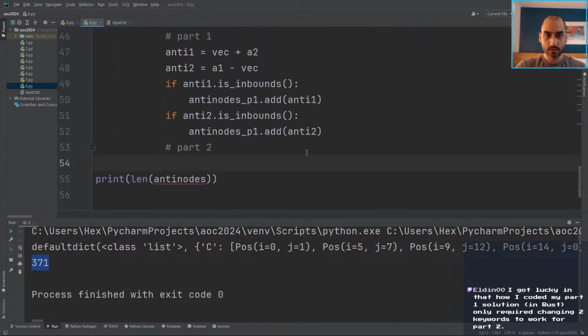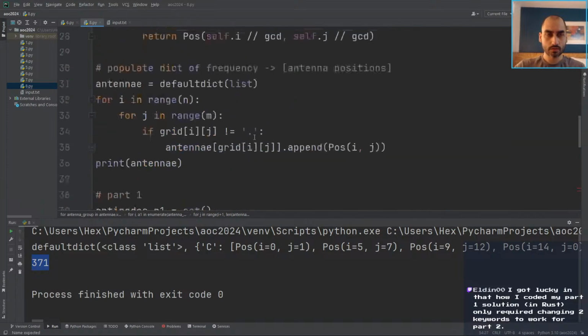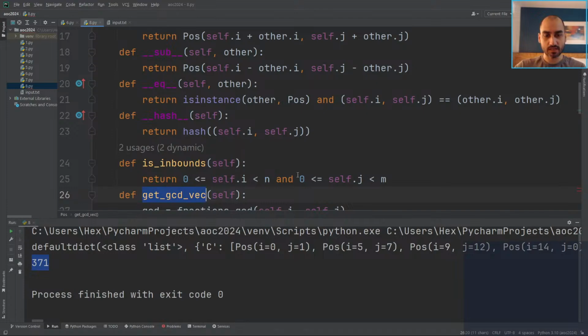So we'll say GCD vec equals vec dot, vec dot, what did I call it? Get GCD vec.